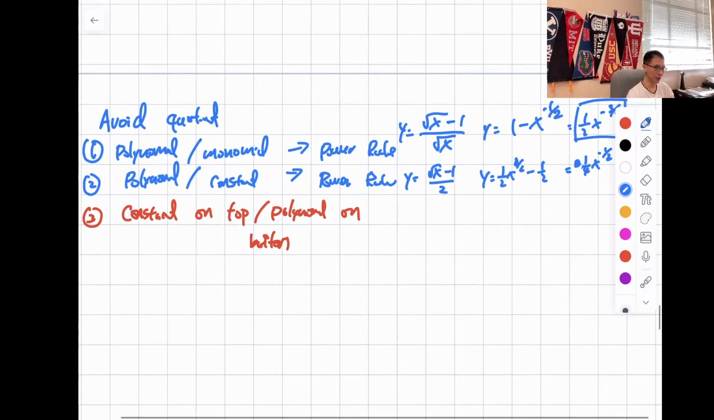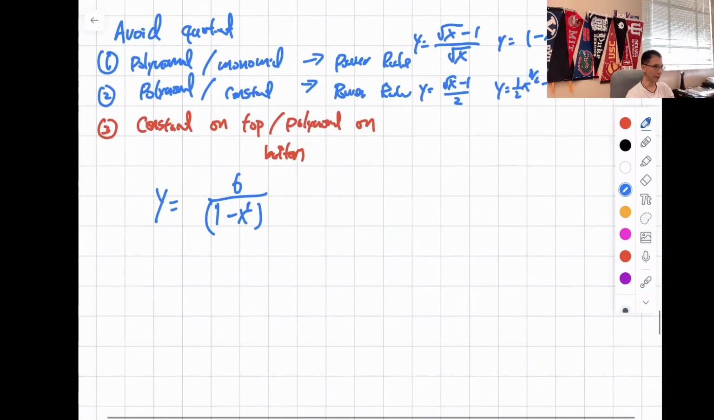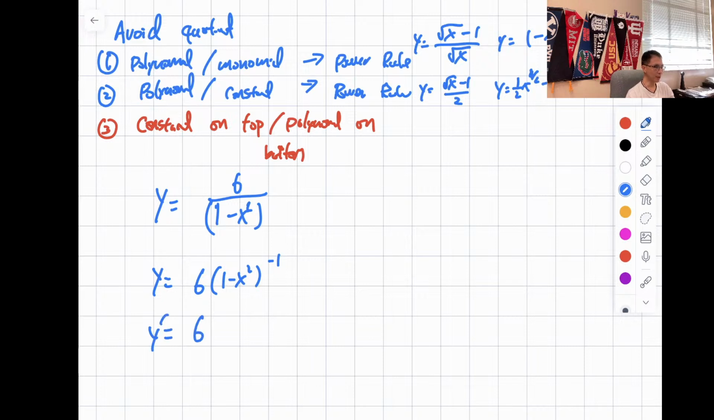Now this situation here is different. How about 6 over 1 minus x squared? This is constant on the top, polynomial on the bottom. Now, constant on the top, I will avoid the quotient rule because I can apply this in a different way. I can use product rule and chain. So I can move this up to the power of -1. Does that make sense? Then I can use product rule here, and I can use chain rule.